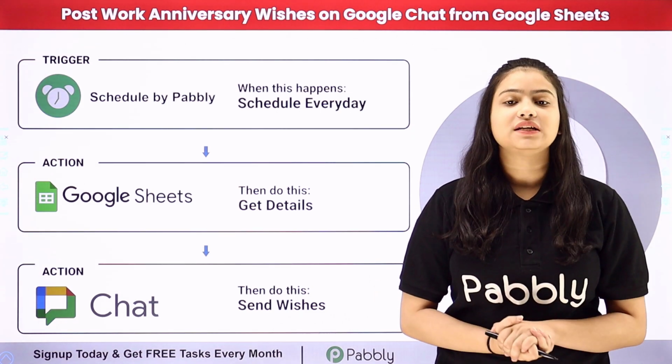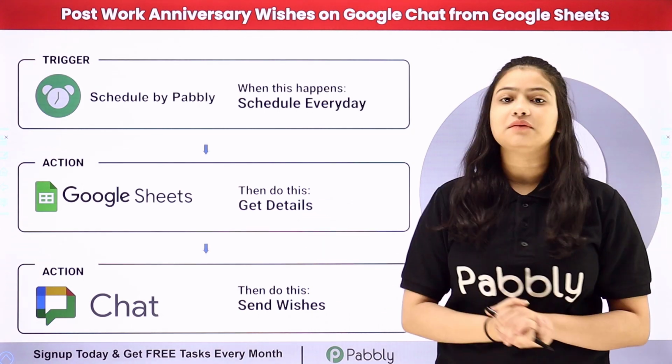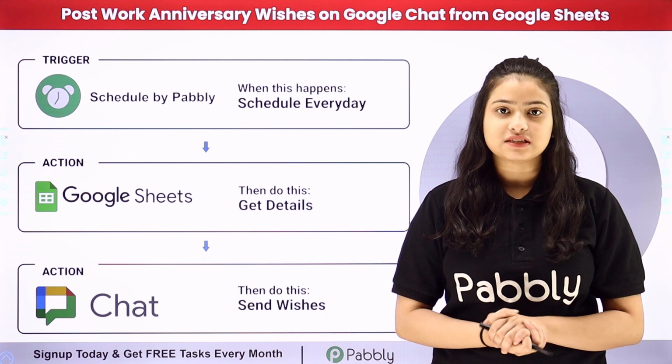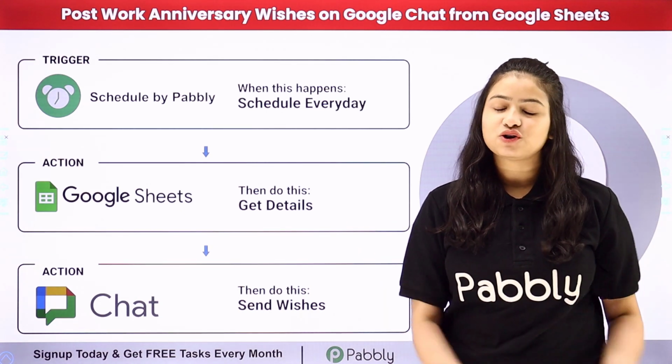So how are we going to automate this entire process? For this, we will have to set up a connection between these two applications. That means between Google Sheets and Google Chat, and that we are going to do without any coding or programming skills with the help of Pabbly Connect. To learn this amazing automation step by step, let me take you all to my screen.